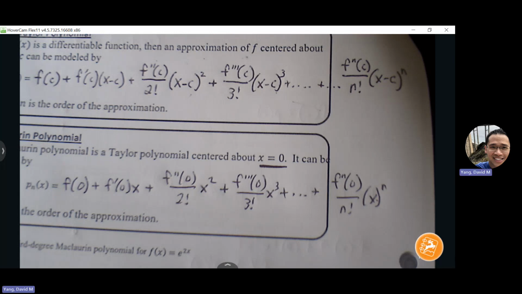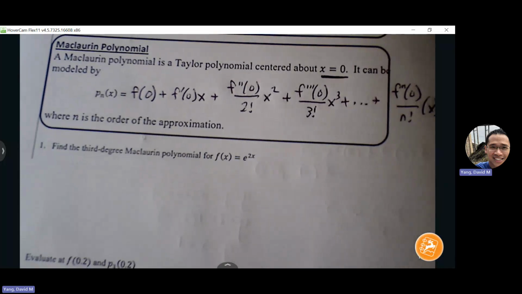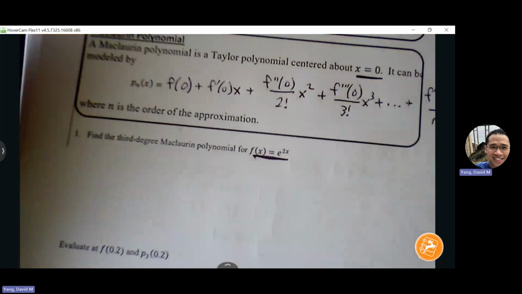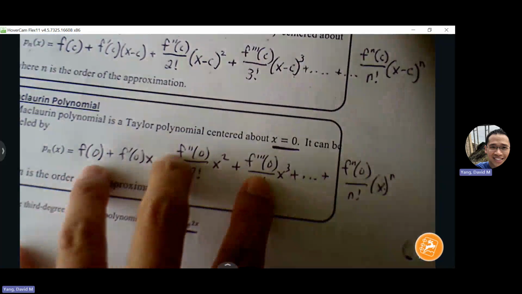Okay, so let's try a couple of examples here. Number 1 says, find the third degree Maclaurin polynomial for the function e to the 2x. So basically, we want to find the first, second, and third derivative, and put that information into the Maclaurin series so that the polynomial matches the function's derivative values up to the third derivative. So let's play with f of x here and gather that information so that we can put it into the formula.